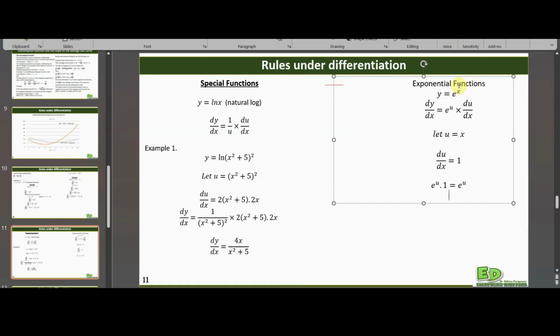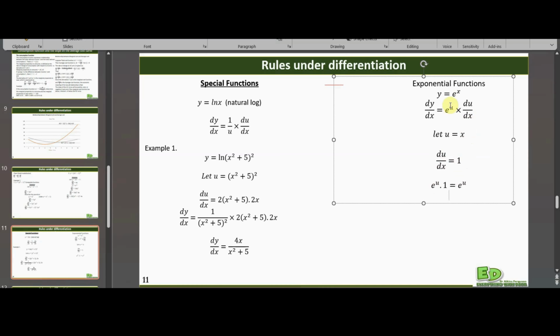So here the function is x. So I'll say let u be equal to x. That's why you have e to the power u here. Times du over dx. To select your u, it is what's on top of the e. That is, let u be equal to x. Du over dx here will give us 1. If you differentiate x, you get 1.